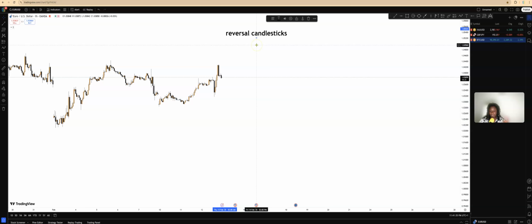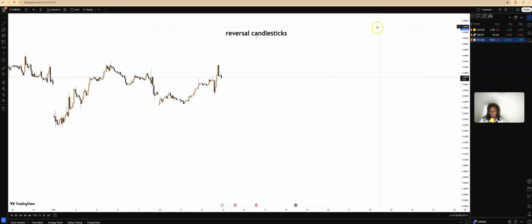We have reversal candlesticks that are made of one candlestick. We have reversal candlesticks that are made of 2 candlesticks together. We have reversal candlesticks that are made of 3 candlesticks together, right? But for the sake of time, we're only going to be talking about reversal candlesticks that are made of just 1 candlestick. You've probably seen them a lot of times in the charts. You've not understood their significance, but now you're going to understand their significance.